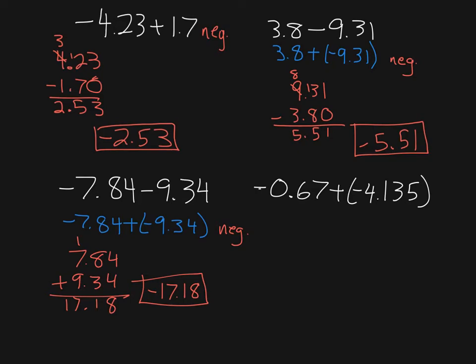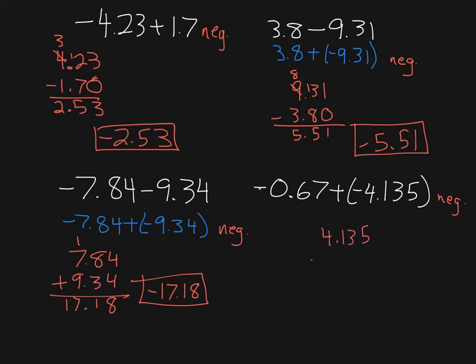Our last example here. Now this is already an addition problem. I don't have to change anything. I just need to figure out what my sign is going to be. It's going to be negative because I have two negatives that I'm adding together. And they have the same sign, so I'm just going to add them.